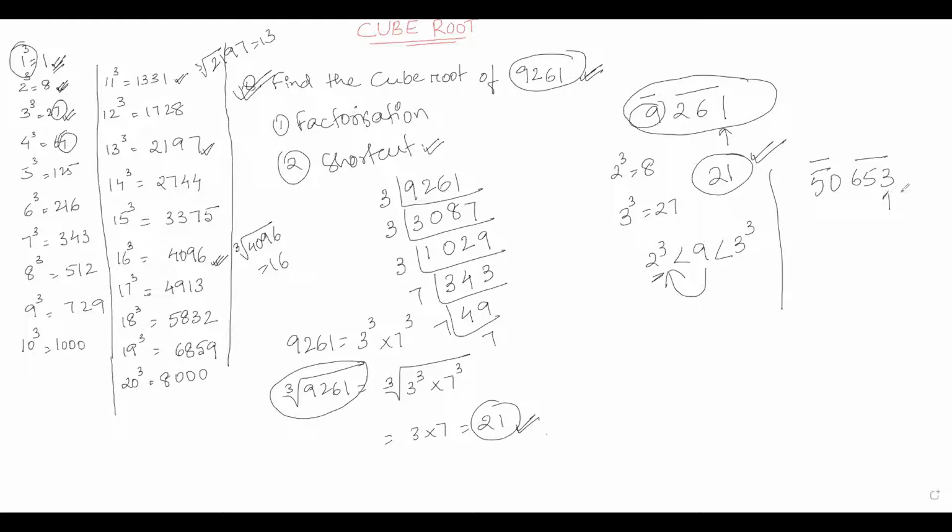So here the unit digit is 3. So we need to find the cube of such a number in which the unit digit we get is 3. If you look here, we get the unit digit 3 in 7 cube. So we can say that the unit digit of the cube root of this number will be 7. Now again 50. I know that 3 cube is 27, and this 50 lies between 3 cube and 4 cube. So 27 is less than 50, which is less than 4 cube, 64. So the lesser number would be 3. So we can say that the cube root of 50653 is 37.